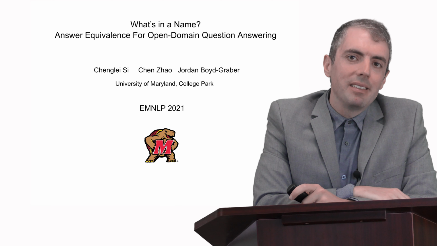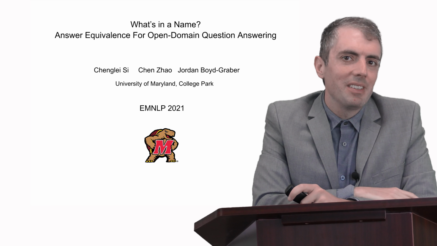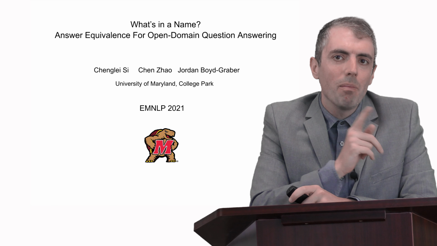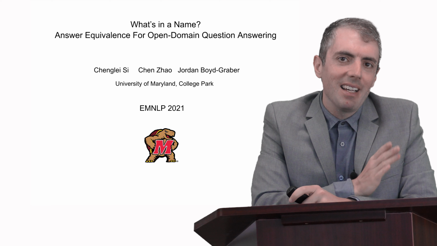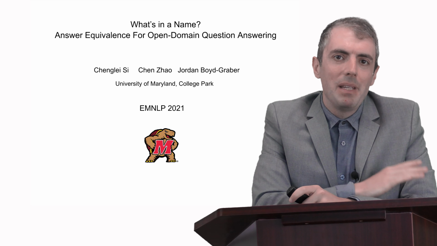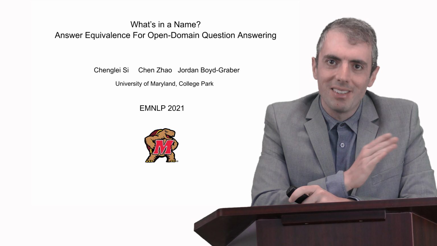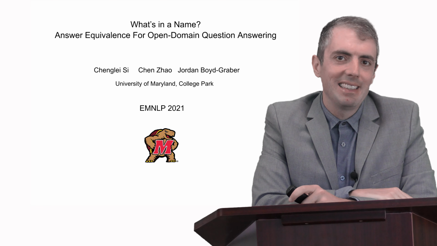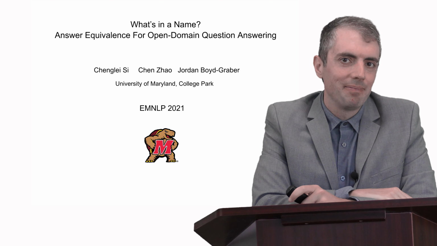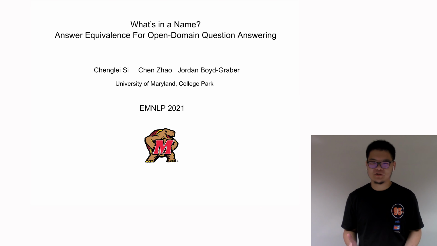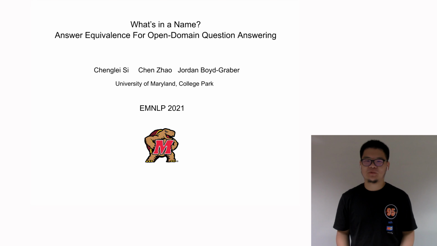This is an actual example from the widely used Natural Questions dataset where your model gives a correct answer, but it doesn't even get the points because the gold answer annotation does not consider equivalent answers. So to improve this situation, we introduce our work, What's in a Name? Answer Equivalence for Open-Domain question answering.